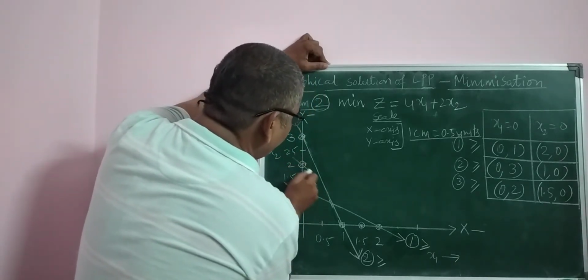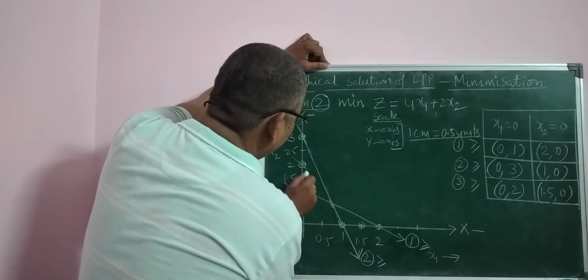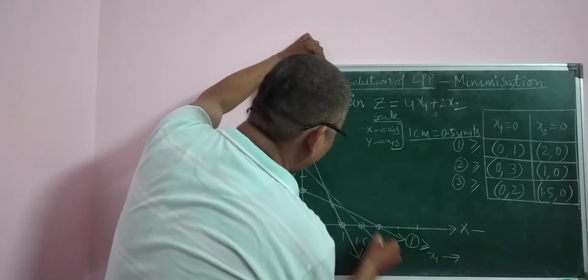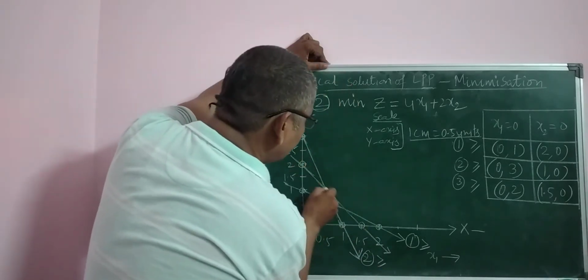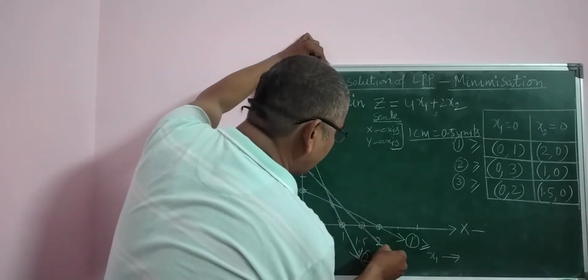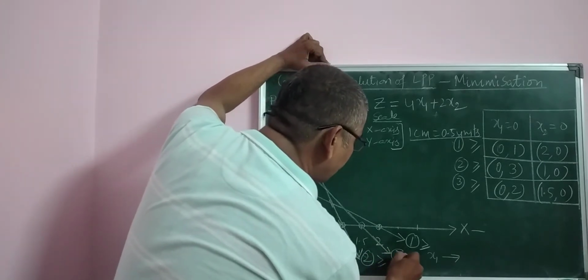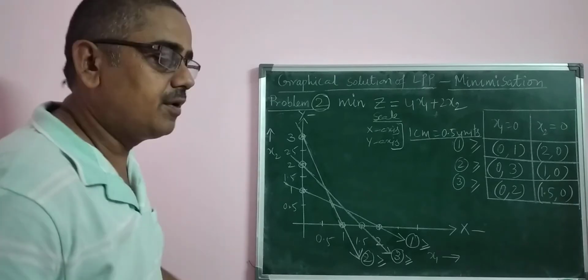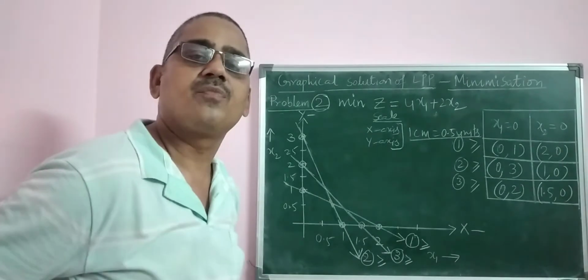Join these 2 particular points, and you will get a straight line. Draw the straight line. Roughly I am drawing here, but please draw properly, correctly, accurately. It is equation 3, also greater than or equal to. This is the graph.